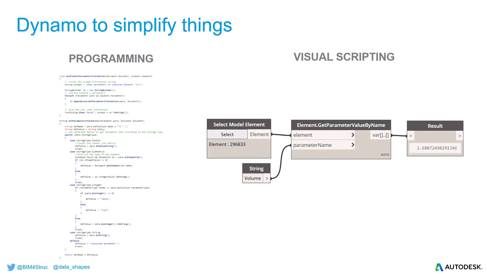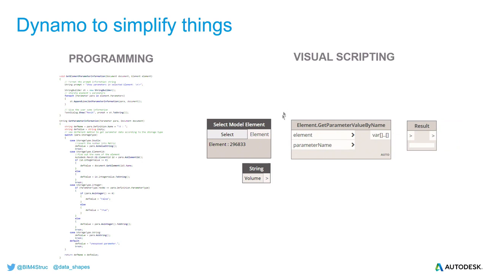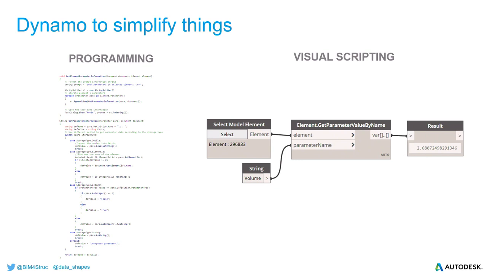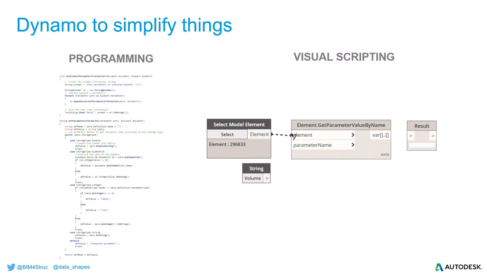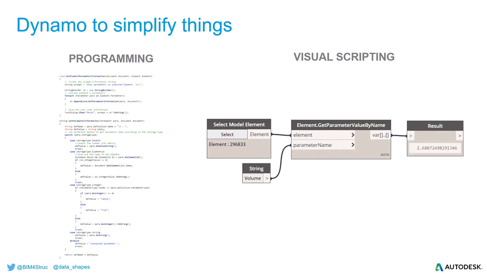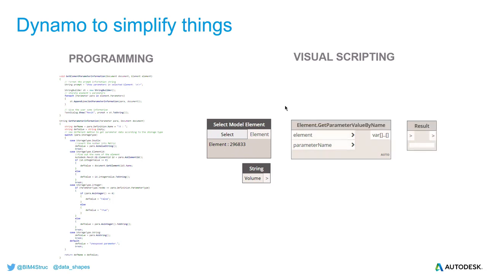But it's not bad to use a programming language. It's actually way more versatile than using Dynamo, and you have more control over it because you can really go into the details. While in Dynamo, you get a library of nodes that help you to build that connection, for instance, to build your workflow in there. So both have their pros and cons, okay?